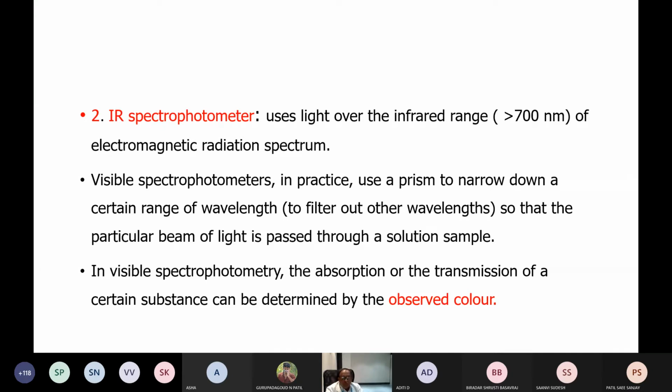In spectrophotometry, the absorption or transmission of a certain substance can be determined by the observed color. So remember that in the visible range or the visible spectrophotometer, there should be a color for any solution you will be measuring. Without a color, it cannot be read in the visible range.